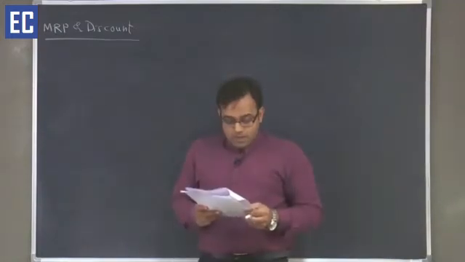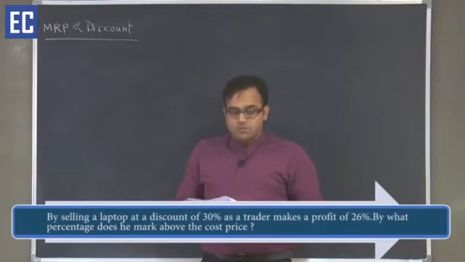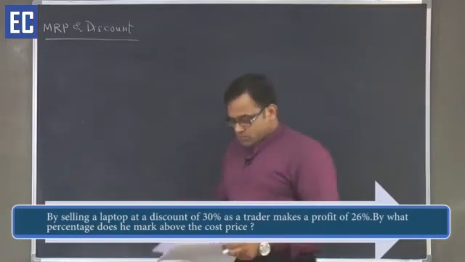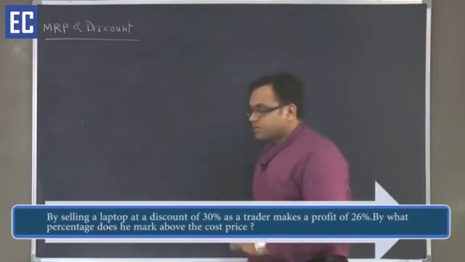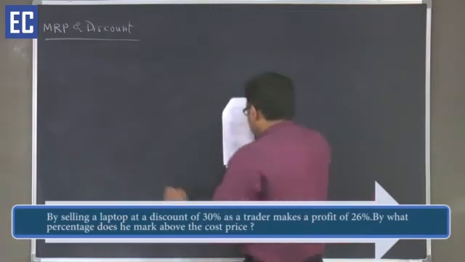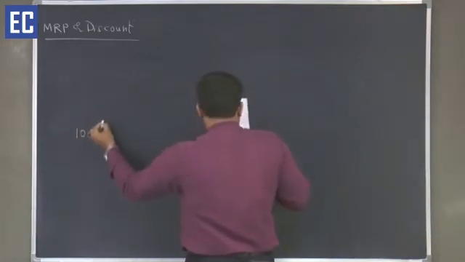Example 1, by selling a laptop at a discount of 30%, a trader makes a profit of 26%. By what percentage does he mark up above the cost price? So the discount is of 30%, the profit is of 26%. The question is, what is the markup percentage? So you should pause the video, you should attempt this question, and then you should look at the solution. What we do is, let's say the cost price is rupees 100.